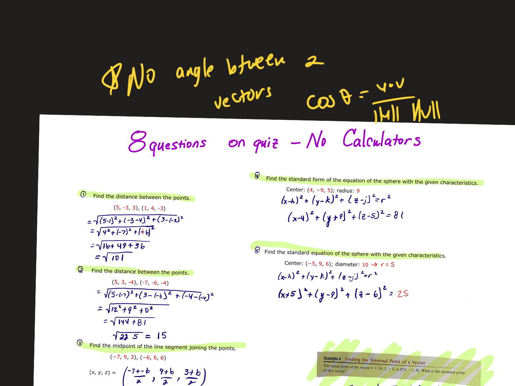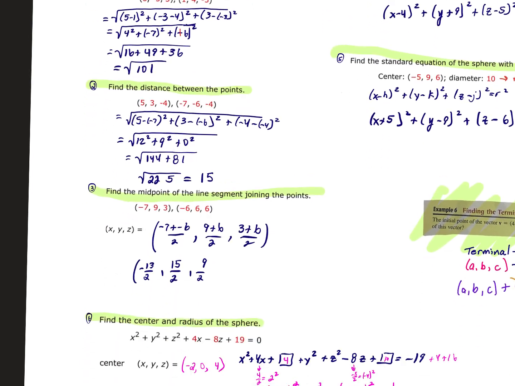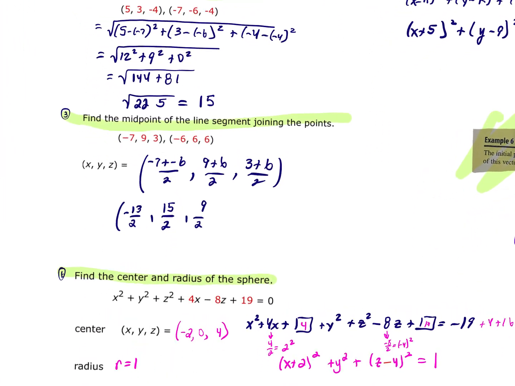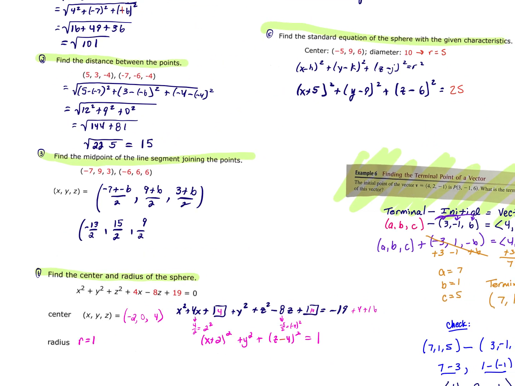So anything that is highlighted will be on the quiz. Very straightforward, guys. You might be given 2 ordered triples and say, find the distance. Everybody understand that? We know the distance formula, okay? You're not going to have a calculator. If the radical breaks down, what should you do? Break it down, okay? You might be given an ordered triple and say, find the midpoint. We have to know how to find the midpoint, okay?